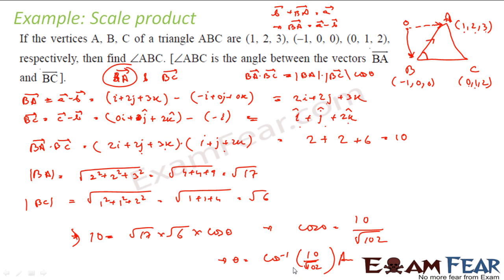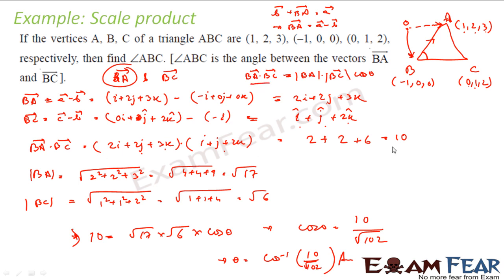Correct? So it was not that difficult a question. The only thing is to understand that since you have to find angle ABC, I have to first find the BA vector and the BC vector, and then finding the angle is very simple because BA dot BC is equal to magnitude of BA into magnitude of BC into cos theta.